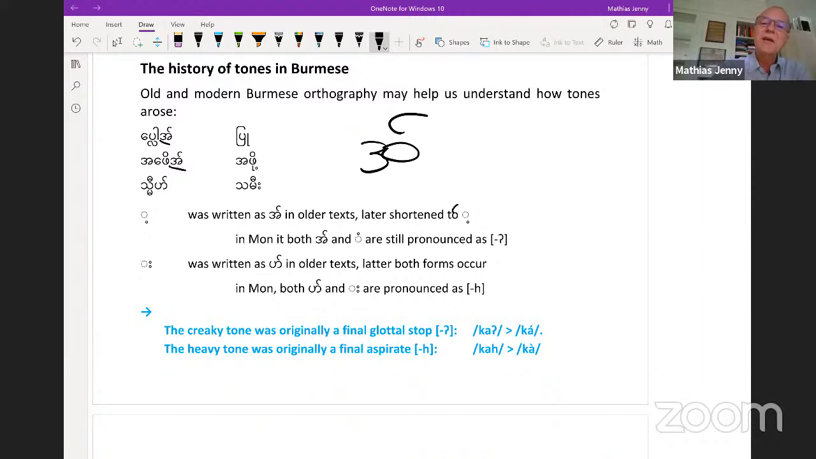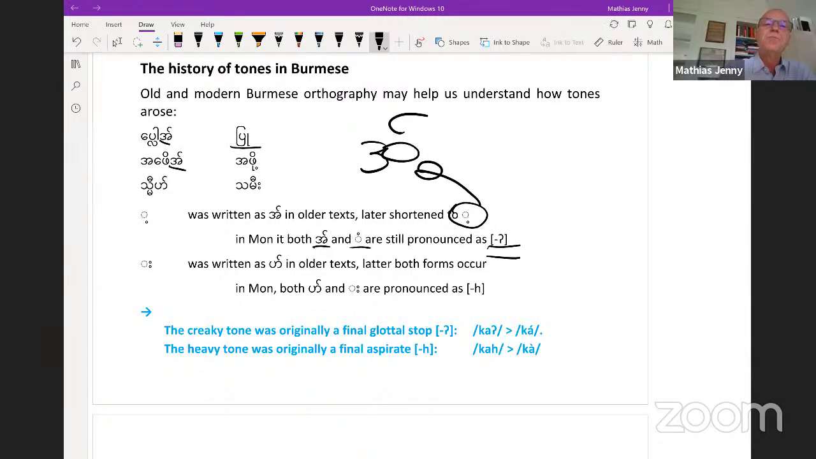This was at some point reduced to a small dot below the syllable. So this goes back to ta. In Mon, you still have ta, and you have the auk-myit, which in Mon is abogamye. It's put above the syllable, not below, but it's the same thing as in Burmese. They're still pronounced as a final glottal stop.